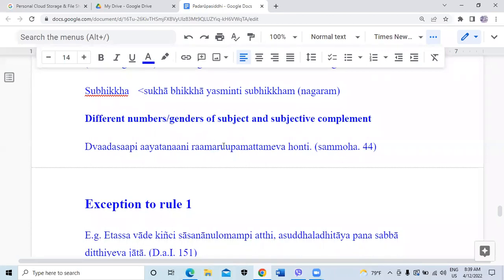Okay, so this is singular. Nāmarūpamattameva is singular and neuter gender. The subject is neuter gender plural. So this hundi is in agreement with the Bhāvataddhita. Sometimes it is in agreement with the subject, sometimes with the Bhāvataddhita. It depends on the speaker.